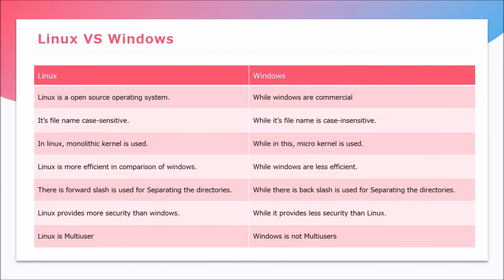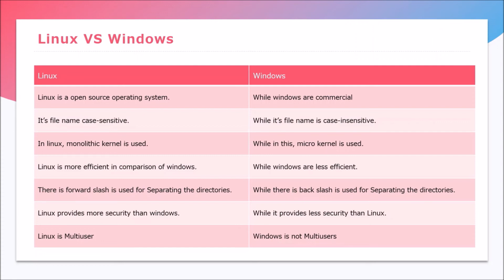Now last but not the least, let's compare Linux with Windows operating system. So Linux is an open source operating system, whereas Windows is a commercial operating system. It's a file name case sensitive operating system. So in case of Linux, the case sensitivity is there, but that is not there in case of Windows. So for Linux, it is using monolithic kernel, but Windows is using microkernel.